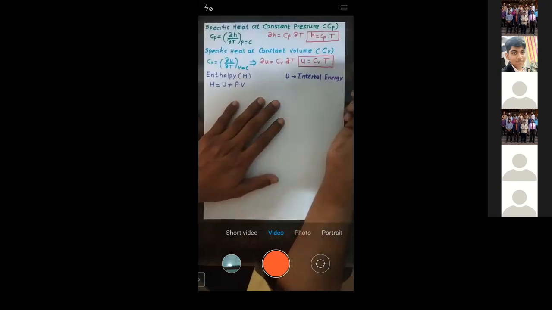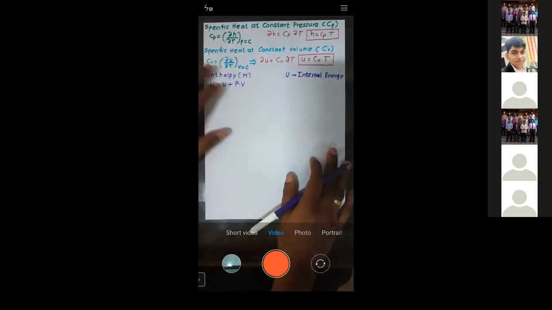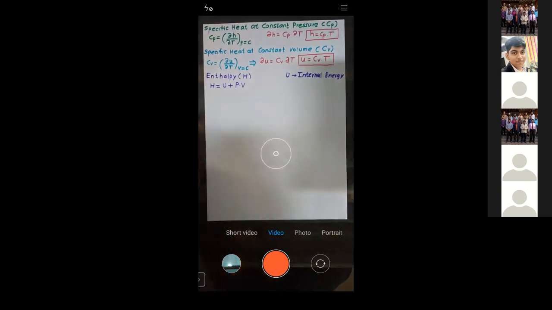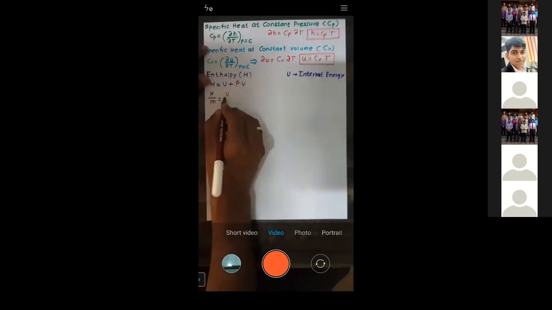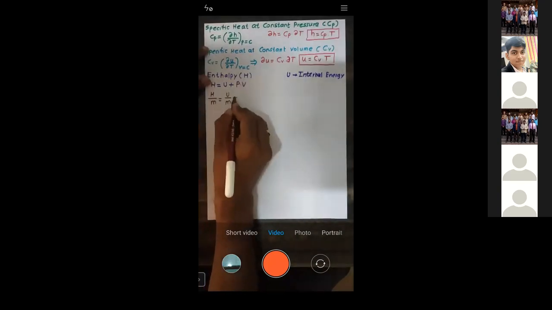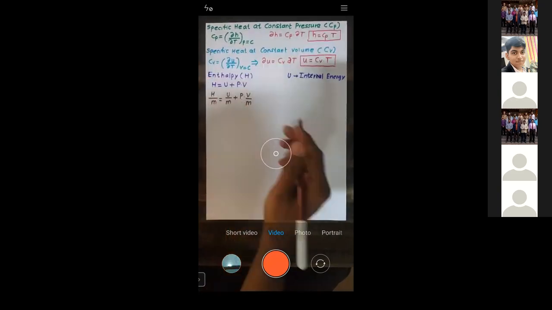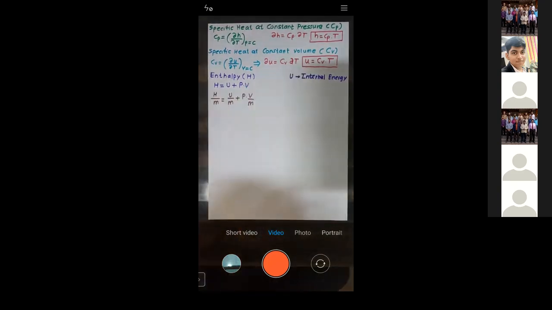Now what I will do, I will divide this entire equation by mass. So H by m is equal to U by m plus P into V by m. Pressure is never divided by mass; obviously, volume we need to divide by mass.